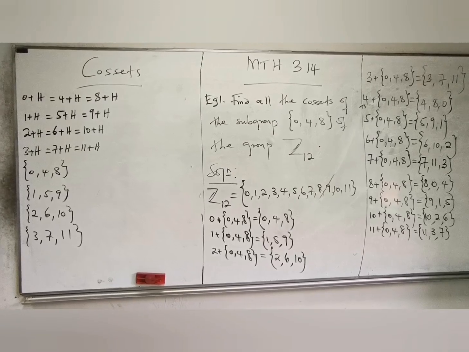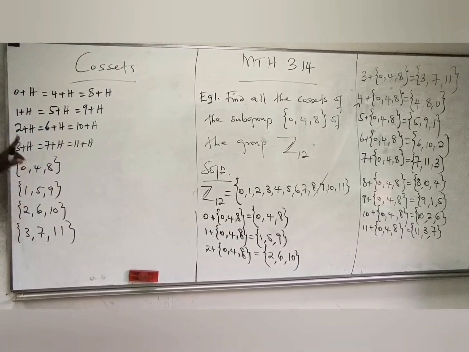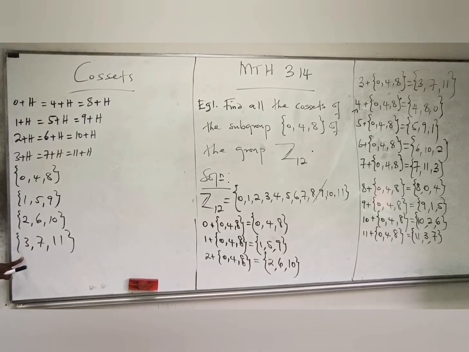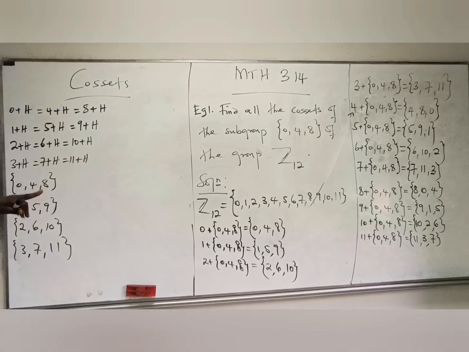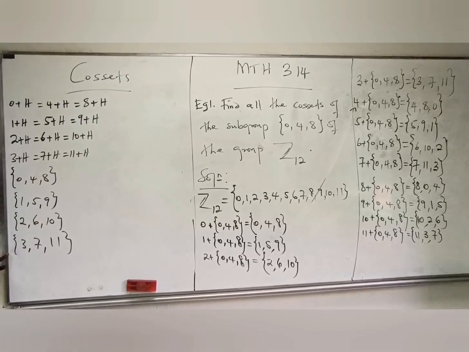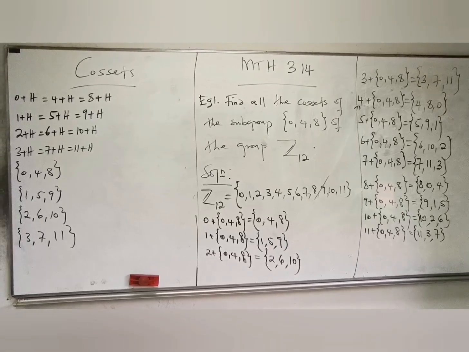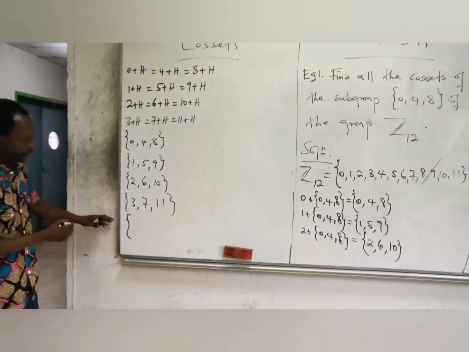Is that all we have gotten? Do you see another thing that is not here? We are writing out all the cosets. Is there any other one we have found that is not in these four? So these are the cosets we have found. Now let's write them together.